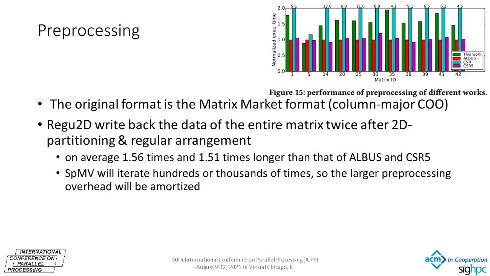Pre-processing is also important for SpMV. The original format is the Matrix Market format, that is, the COO format. Regu2D writes back the data of the entire matrix twice after 2D partitioning and regular arrangement. So, on average, Regu2D costs 1.5 times longer than LBus and CSR5. SpMV will be iterated hundreds or thousands of times, so the larger pre-processing overhead will be amortized.